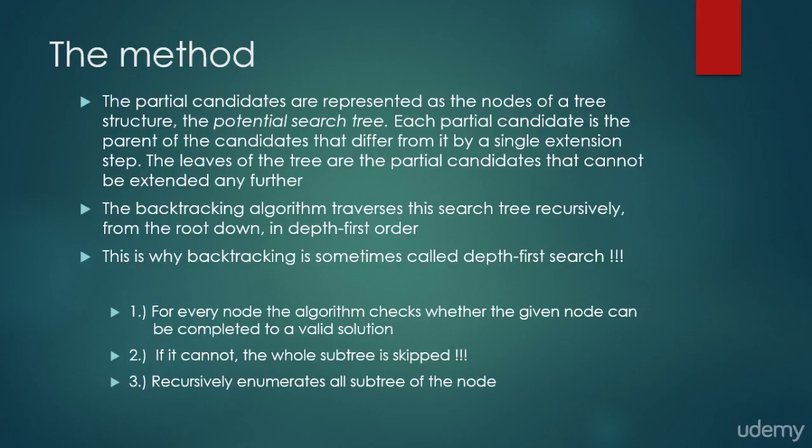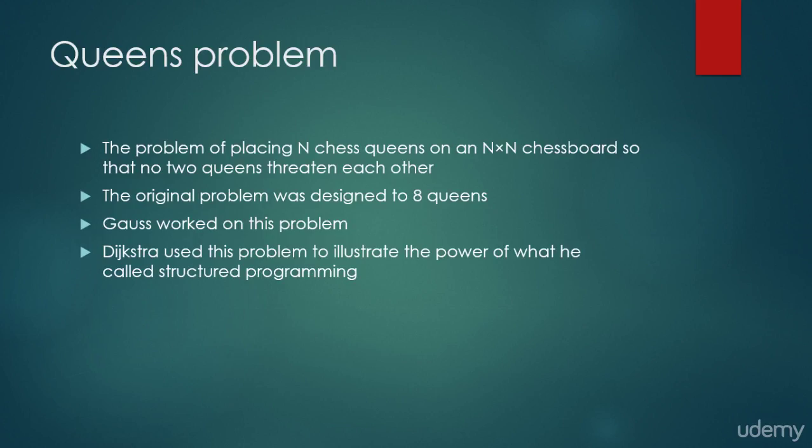For every node, the algorithm checks whether the given node can be completed to a valid solution, and if it cannot, the whole subtree is skipped and recursively eliminated, such as in the queens problem. The queens problem and Sudoku, as I said earlier, rely heavily on backtracking.